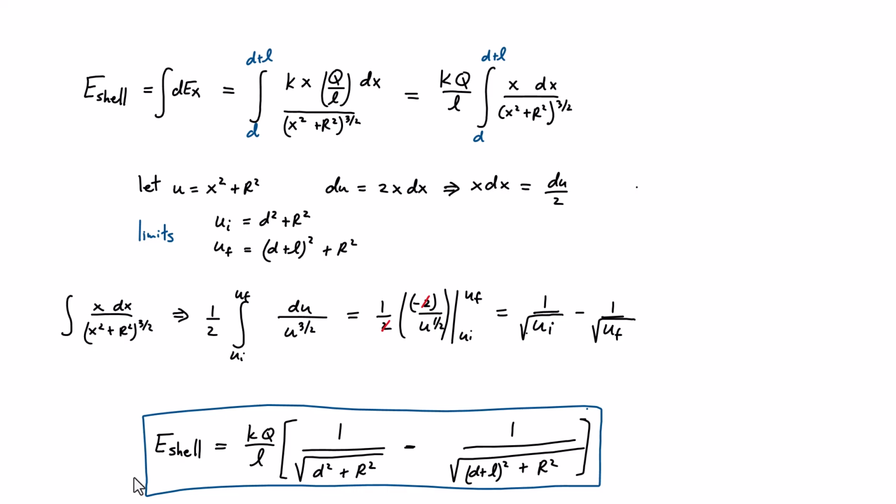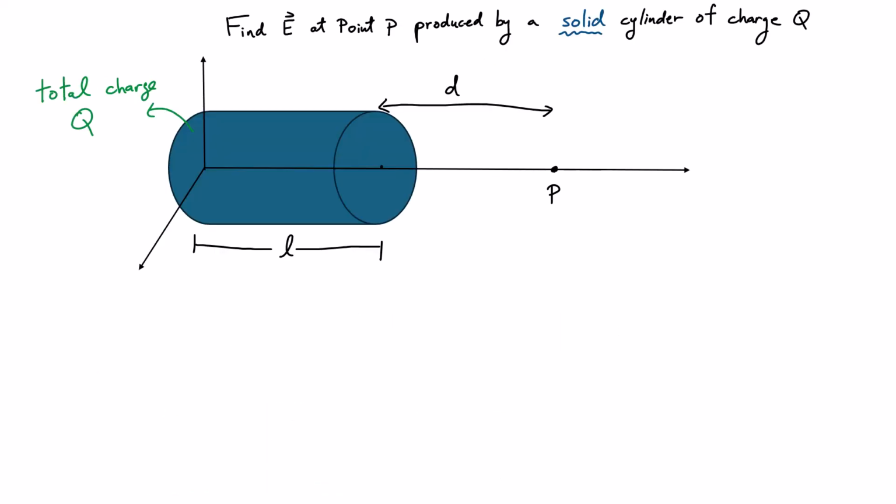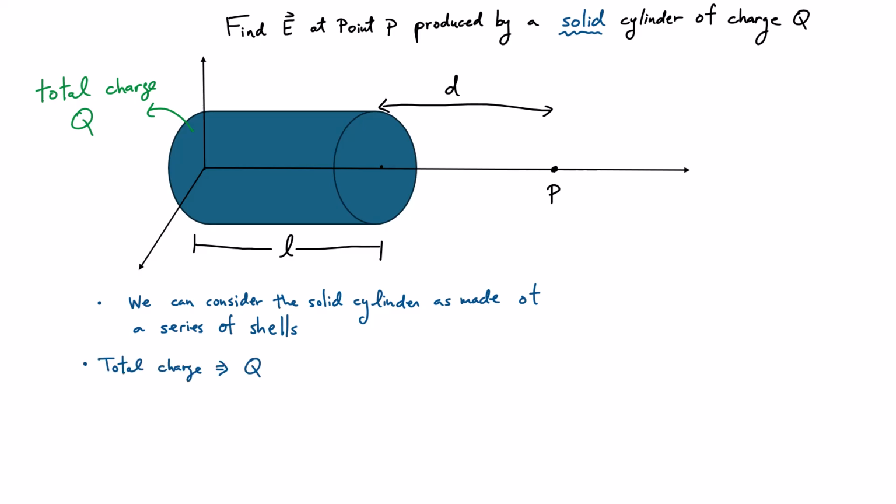What I now want to do is consider a whole series of shells in order to construct my cylinder. All right, so now what we're doing is we're considering a whole series of shells to make up our cylinder here. Pretty straightforward. What we need to do is find what is the charge on each one of those shells, just like we kind of did previously, right? Because the total charge of the cylinder is big Q.